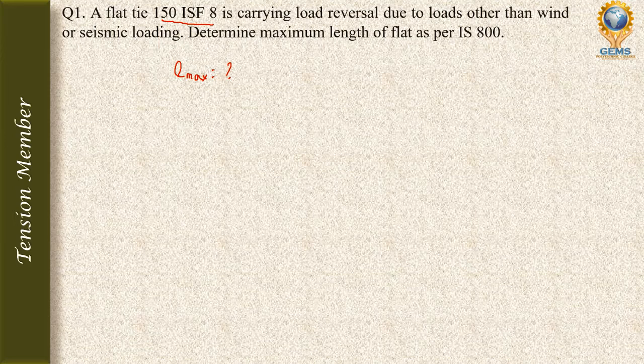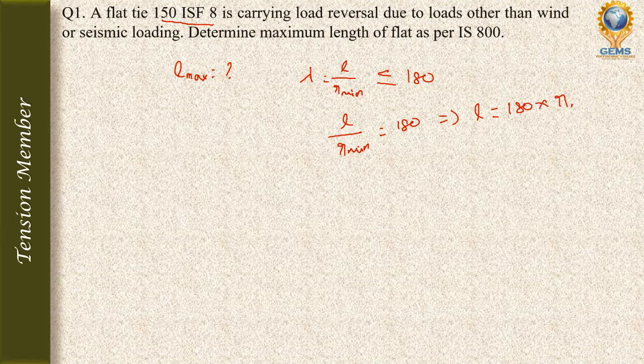So the slenderness ratio lambda is equal to L by r minimum. For a reversal load due to other than wind or seismic load, it should be less than or equal to 180. So from that we can find L by r minimum is equal to 180, which states L is equal to 180 into r minimum. How can we find the r minimum?